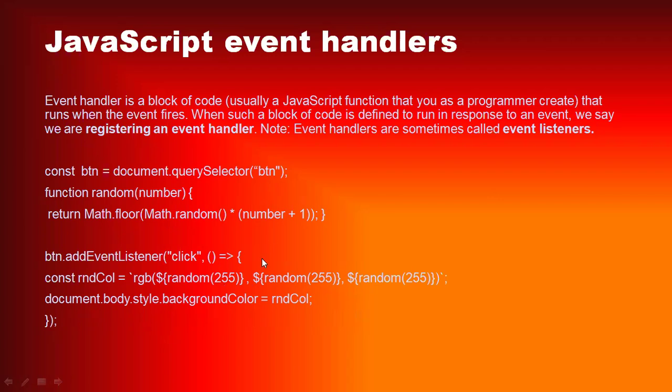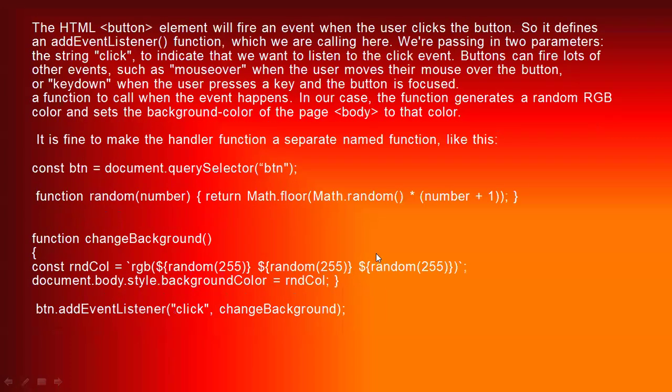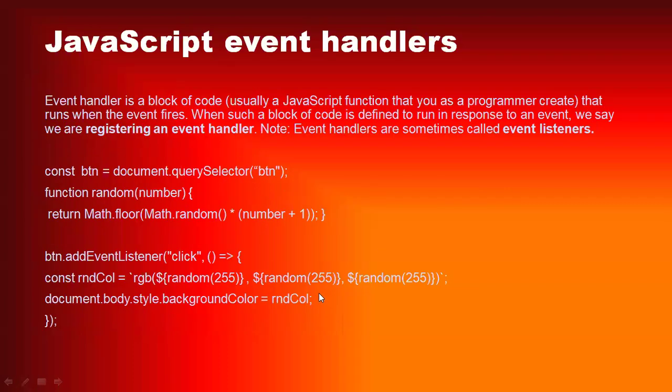So this is working. This is called event handling. Using the addEventListener, we are adding a function. So what is the function? const rndCol equals, here we are calling the random function. In the same way, we call the random function again, and here also we are calling the random function.